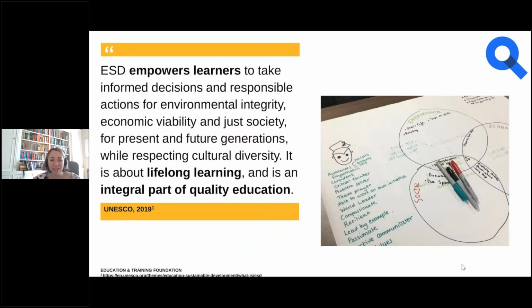So I suppose the key message here is that education for sustainable development isn't all about the bins and the light bulbs within your organisation. They're of course important, but really education for sustainable development is about how we're equipping learners. What do they need to be able to contribute positively to sustainability in their lives and in their jobs?